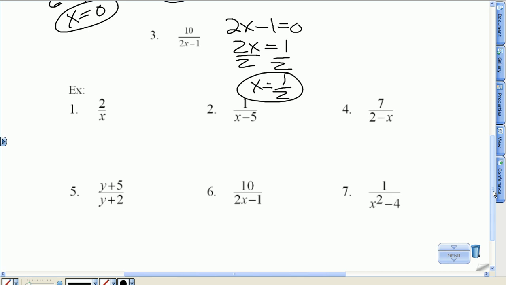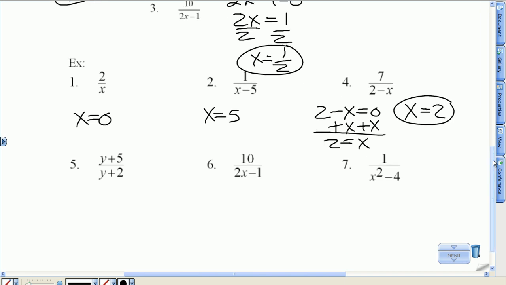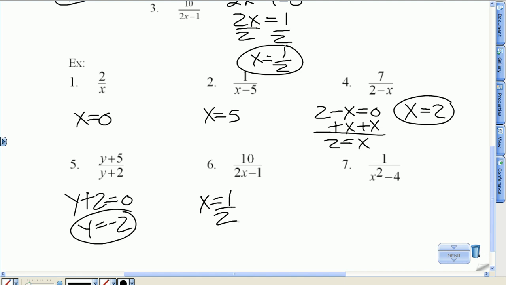Okay, we're back. Alright, here are the answers to these problems very quickly. X equals 0 is going to make number 1 undefined. X equals 5 makes number 2 undefined. Let's see, 2 minus x equals 0. If I add x to both sides, I get 2 equals x. So x equals 2 makes number 4, apologize about the numbering problem, makes 4 undefined. Okay, y plus 2 is 0. So when y is negative 2, number 5 is undefined. We saw this example up above. When x is 1/2, number 6 is undefined.